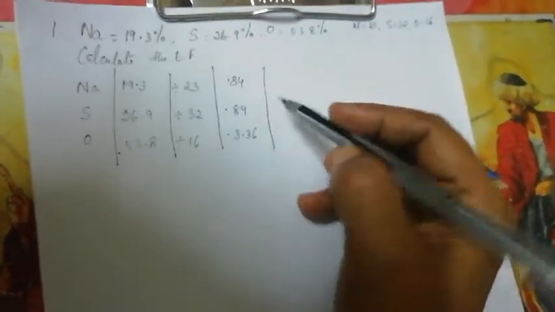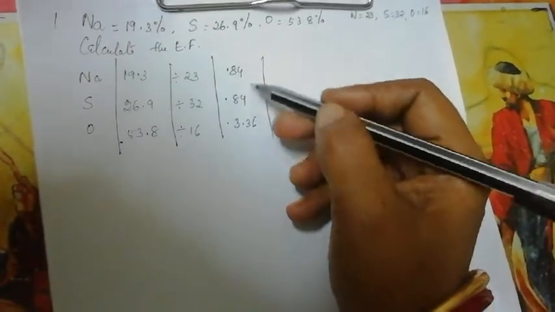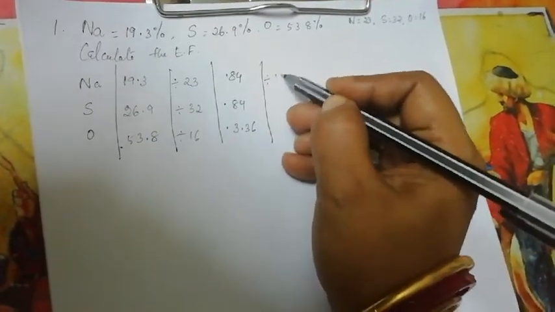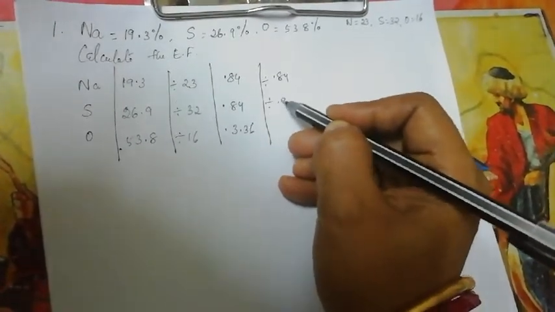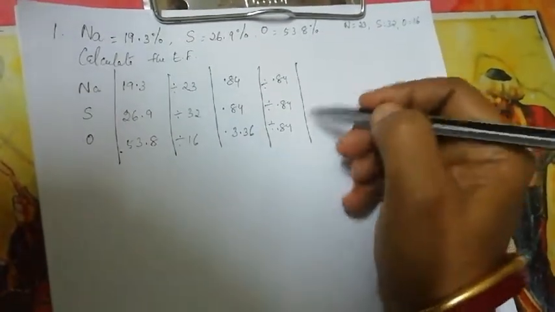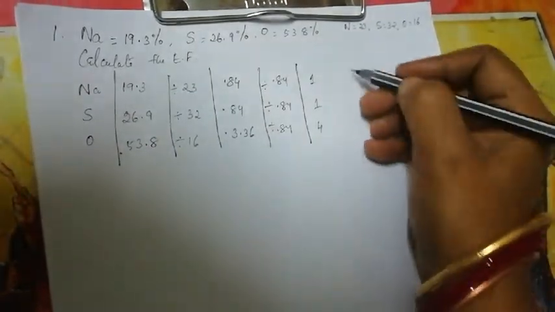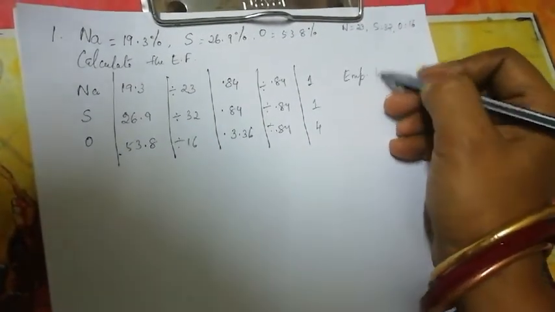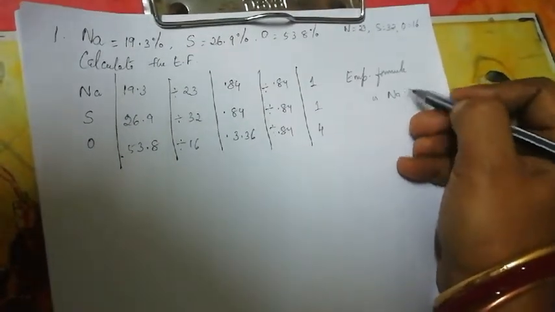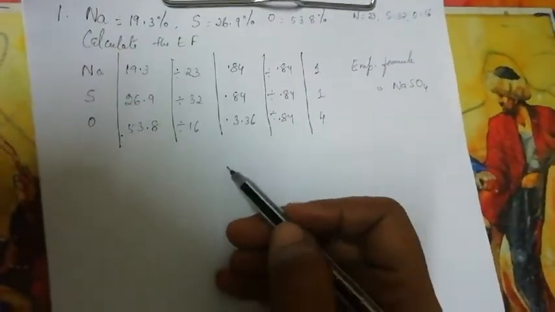At this step, you find out which is the smallest of the three. Here the smallest of the three is 0.84. Now divide all by the smallest, in this case, 0.84. This is very important, and here you will get 1, 1, and 4. So the empirical formula of the compound given is NaSO4. No need to write 1. Hope it's clear.